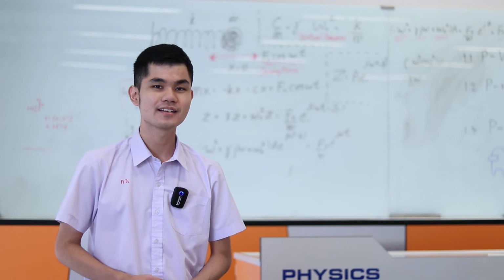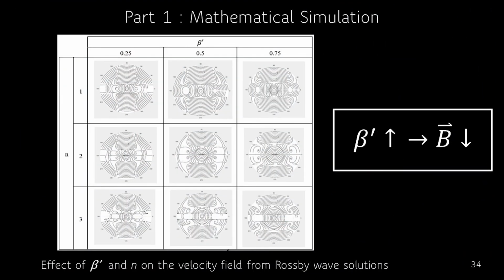So for the results, in part 1, we constructed a table which depicts the velocity field of the Rossby wave with variation of n and beta prime values. The n value influenced the number of vortices: it becomes higher when its value increases. In terms of beta prime, as it increased while the magnetic field decreased, we can conclude that the magnetic field affects the characteristics of the Rossby wave.